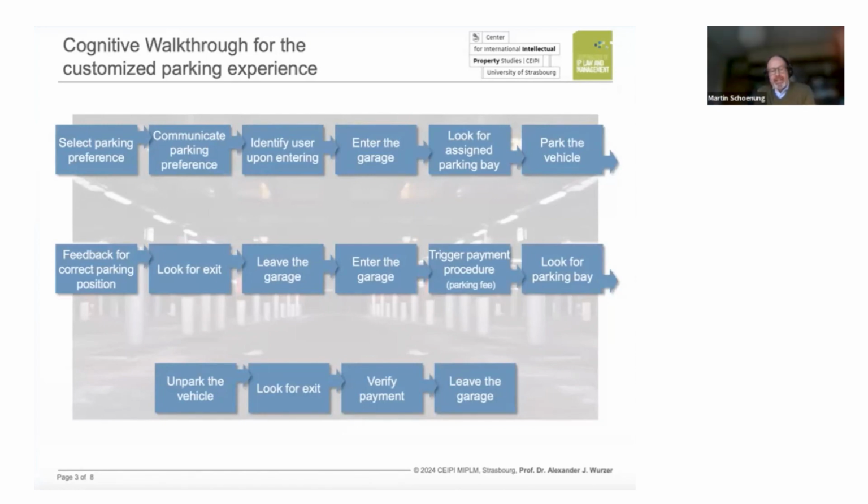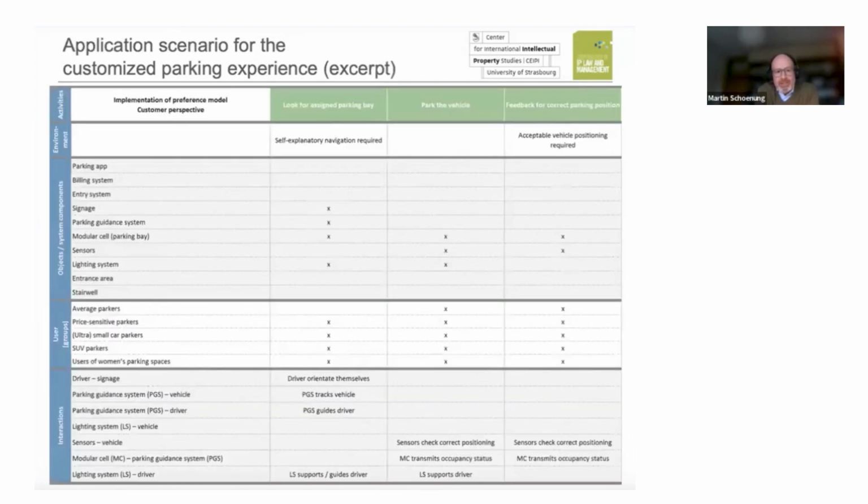And if we go on to the next slide, we see this for three of these process steps, which are the three columns with the green headline. In this case, look for assigned parking bay, the first step; park the vehicle, the next step; and then feedback for correct parking position, which is after parking the vehicle. So these three steps are a part of this chain I showed you on the last slide.